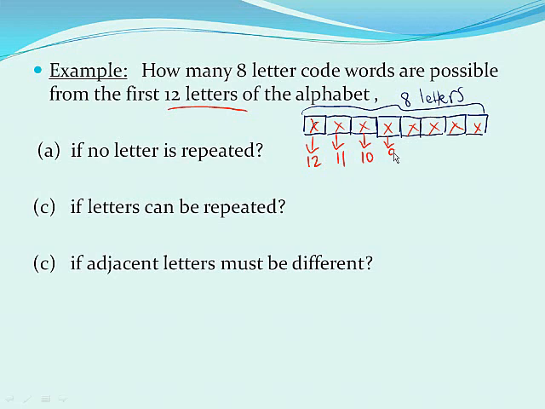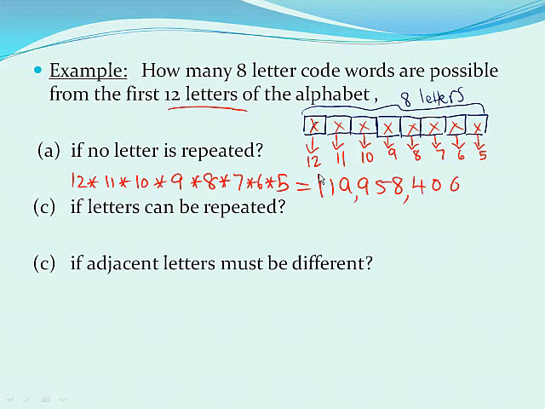So this will be 9. This is 8. This is 7. And then 6 to choose from. And the last letter can be any of the remaining 5 letters. Using the multiplication principle, I need to multiply all these numbers to get the answer. So 12 times 11 times, and so on. When I do this, I will get the number. So that is going to be the answer to the first one.